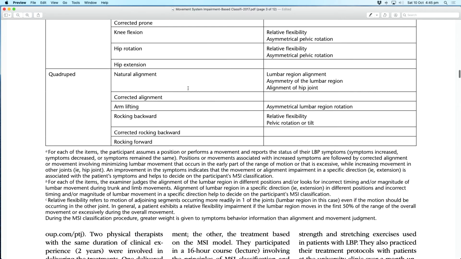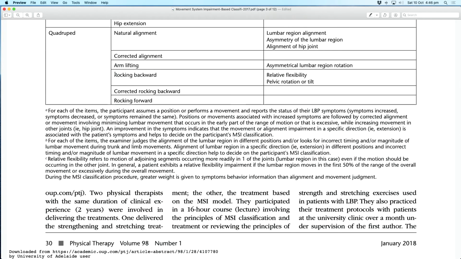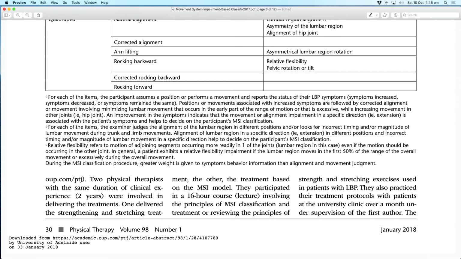They looked at quadruped, so on all fours. They looked at the lumbar alignment, any asymmetry or any alignment of the hip joints. They corrected that and then measured for symptom change. They lifted the arms and looked at the spine when each arm was lifted, whether there was asymmetrical lumbar spine movement. They rocked back and forwards on all fours and looked at their relative flexibility between the hips, the shoulders and the spine and the pelvic rotation or tilt. Then they corrected that and measured symptoms. So it was a very comprehensive assessment.